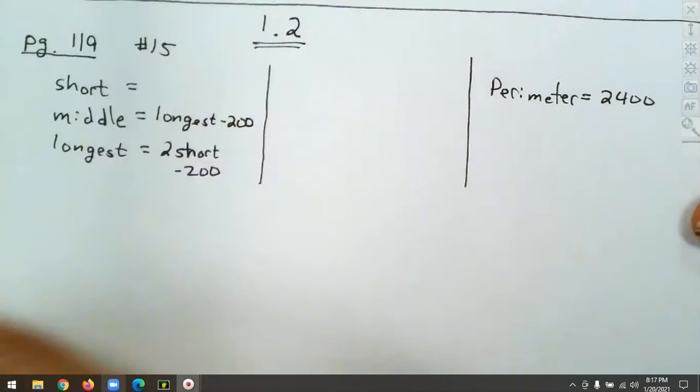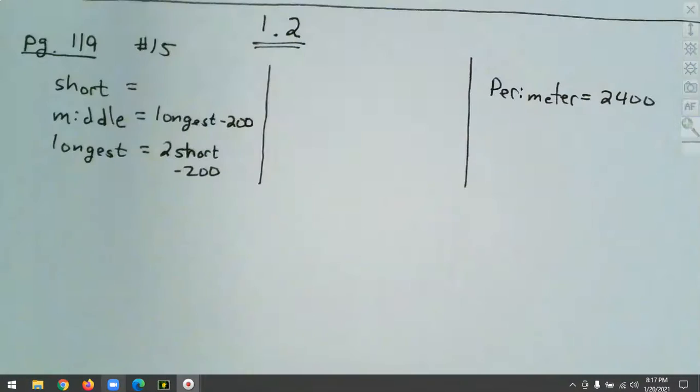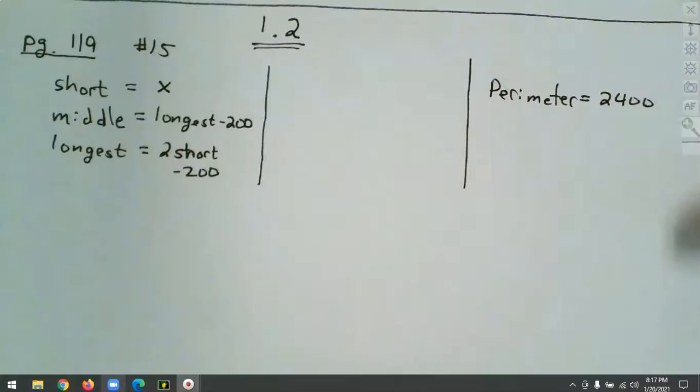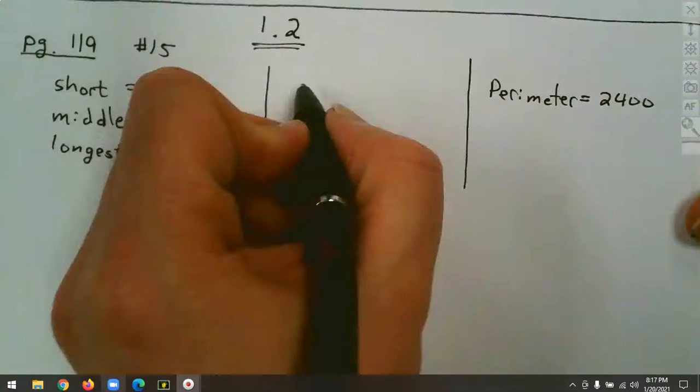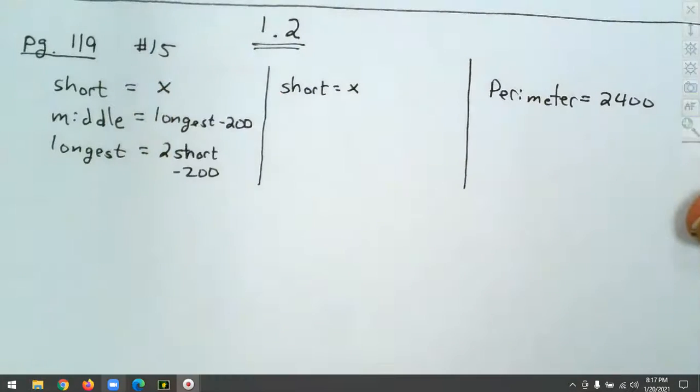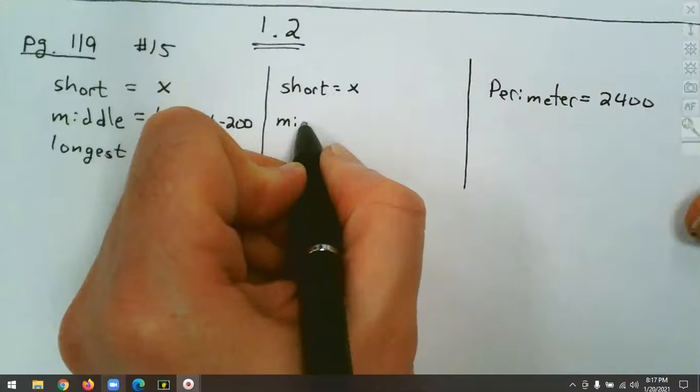minus 200. And which one do we not know about? We don't know anything about the short side. So we're going to label that short side X. Now let's try and get it all in terms of the variable X. So we've got our short side, which is X. The middle side we'll come back to here in a moment.